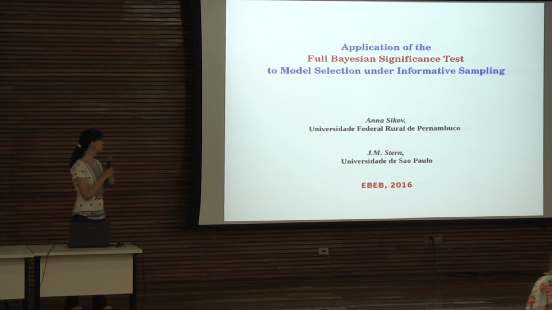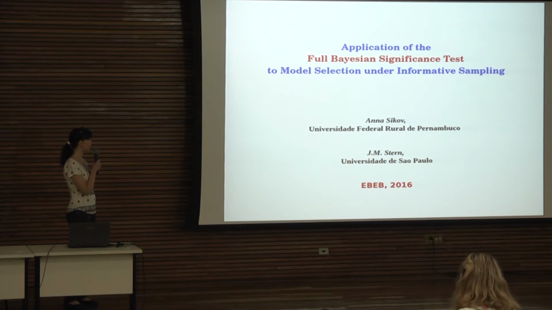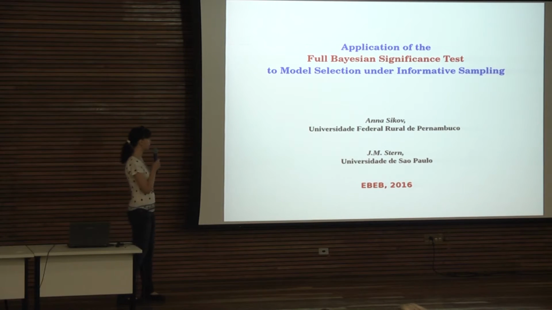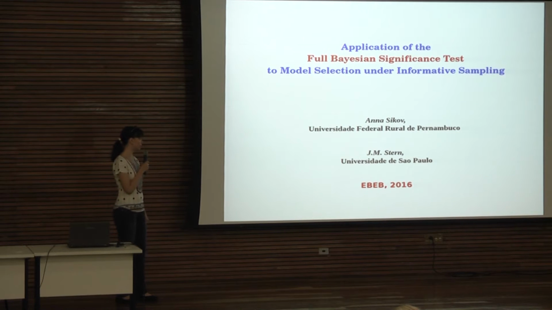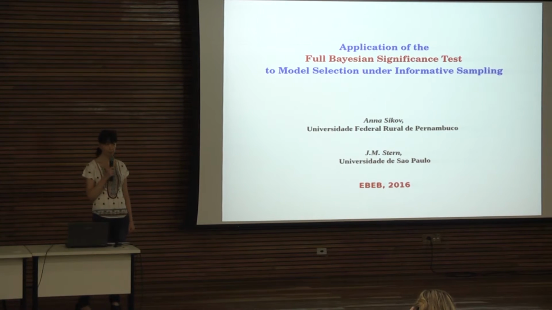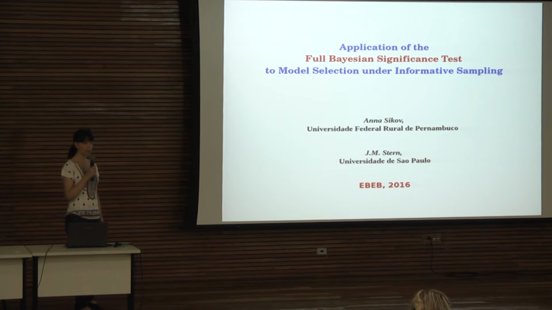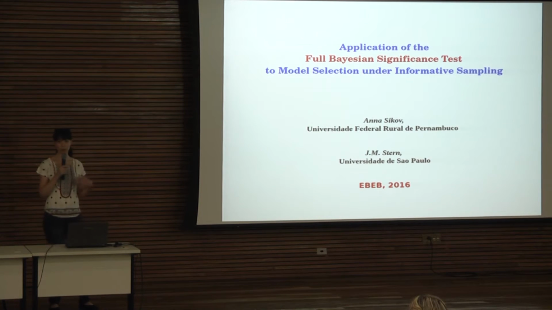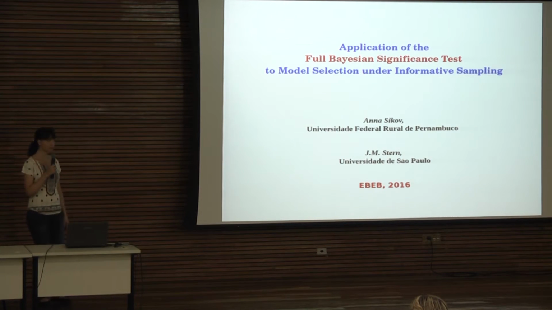The topic of my talk is application of the full Bayesian significance test to model selection under informative sampling. This is a joint work with Professor Giulio Stern. In this research, we consider the problem of informative sampling, and we propose a method to identify or to select the model which describes the sample selection mechanism. We use the Bayesian approach and apply the full Bayesian significance test.